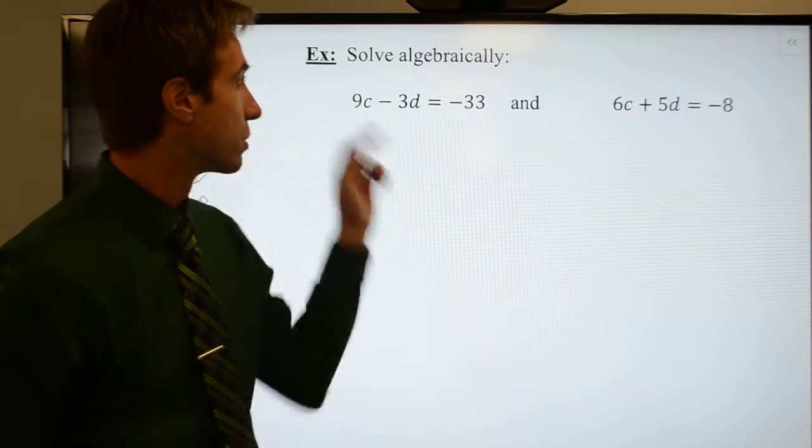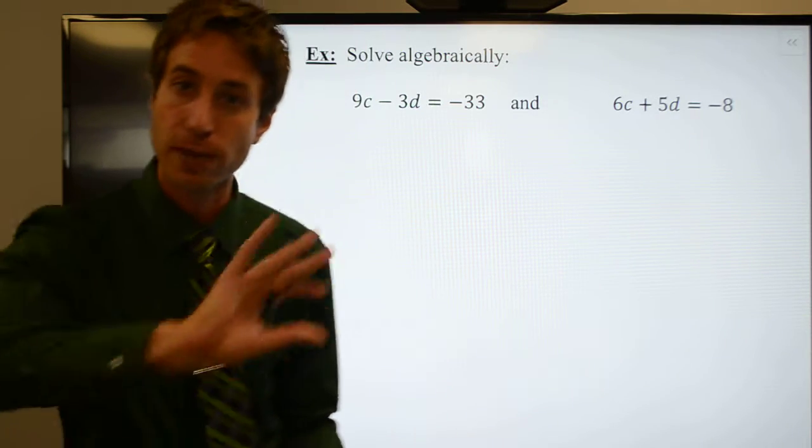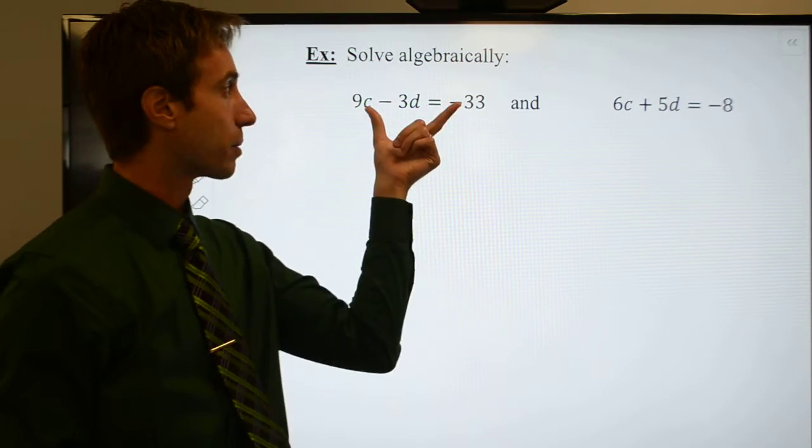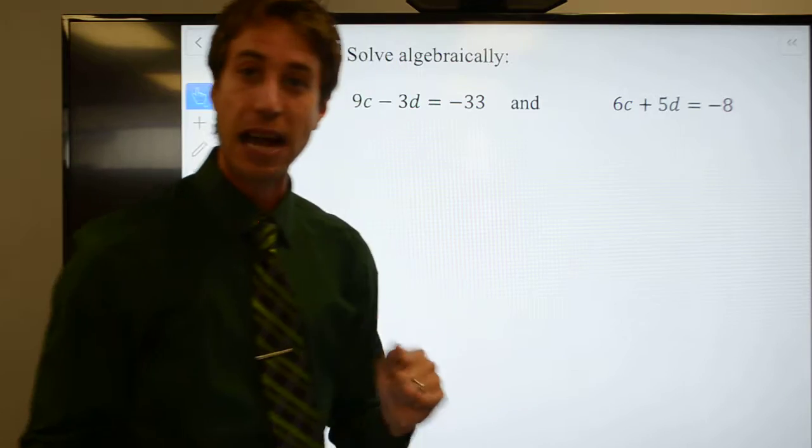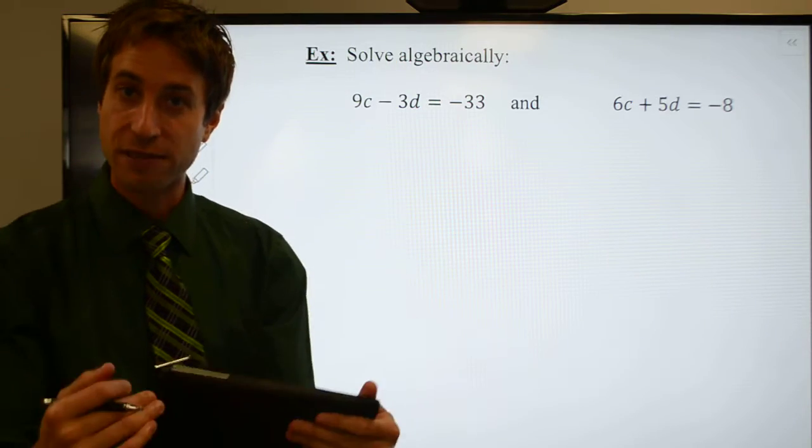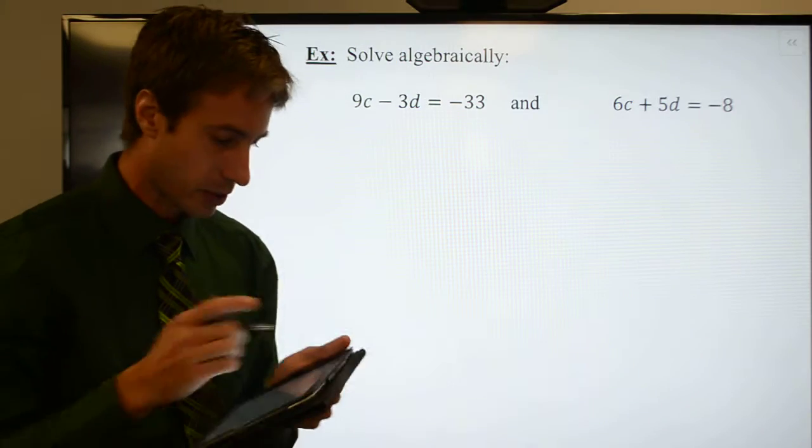Because they're already opposite in sign, all I have to do is multiply each equation by the other coefficient. Multiply this guy by 5, multiply this guy by 3. I'll have the same coefficient. It'll all drop out. Here we go. Let's take a look at it.